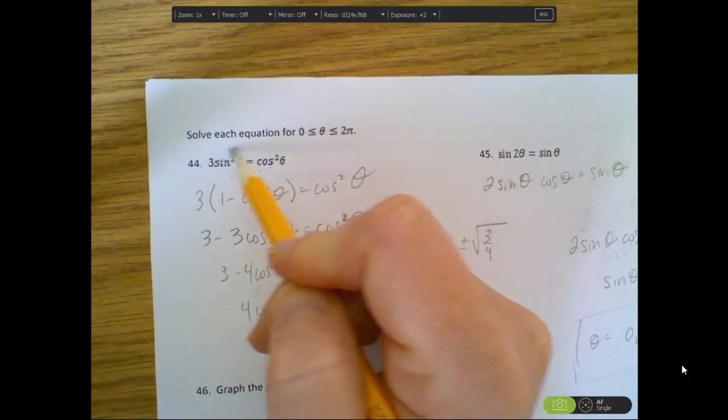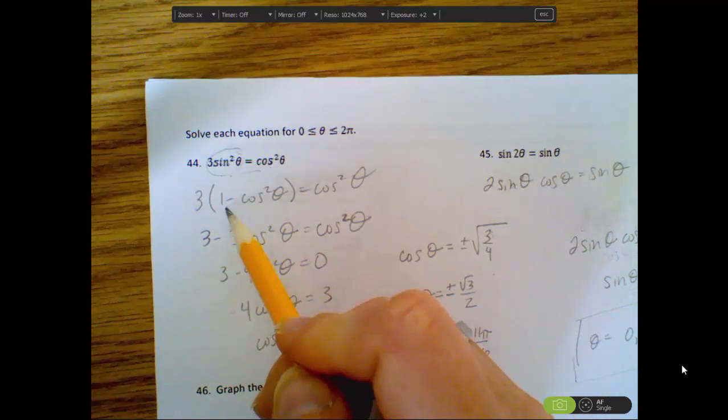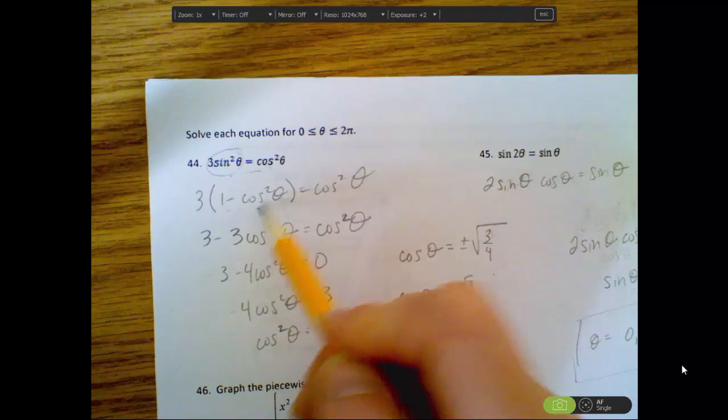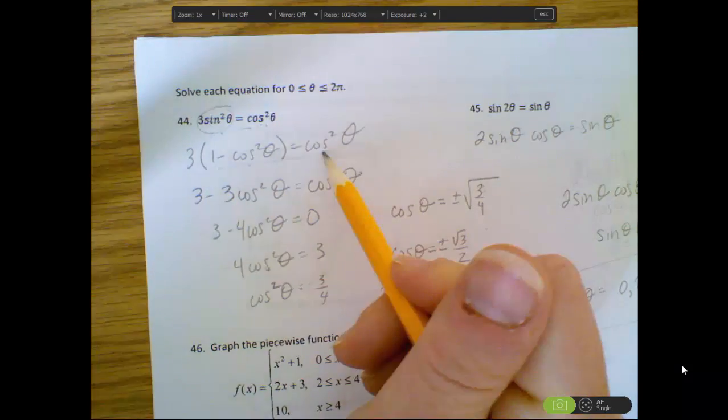Hopefully you recognize sine squared as a trig identity. So you can replace sine squared with 1 minus cosine squared. You also could have replaced cosine squared with 1 minus sine squared. That would have been totally fine. Either way, here's the algebra.